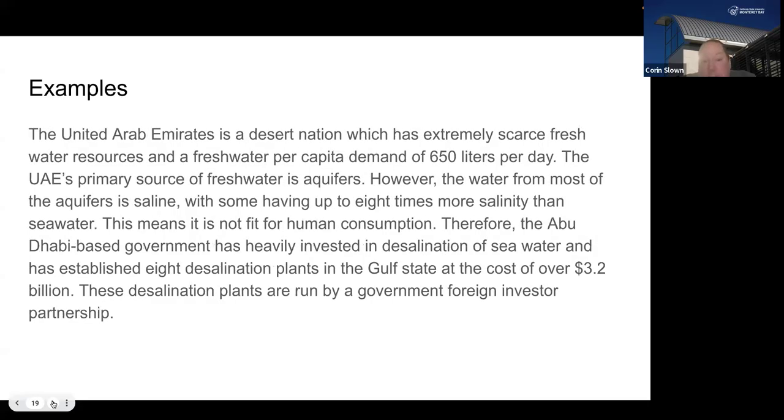The United Arab Emirates has very scarce fresh water, and they have a freshwater per capita demand of 650 liters per day. So their primary source of fresh water are aquifers, but most of the water from those aquifers is saline, sometimes having 8 times more salinity than salt water. So it's not fit for human consumption. So the Abu Dhabi-based government has invested significantly in desalination of seawater. They have 8 desalination plants at a cost of over 3.2 billion, and they're run by government foreign investor partnerships.